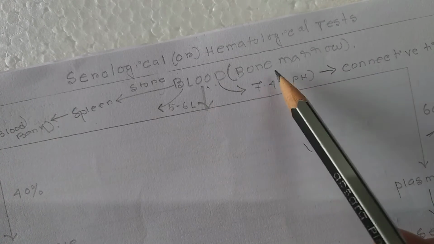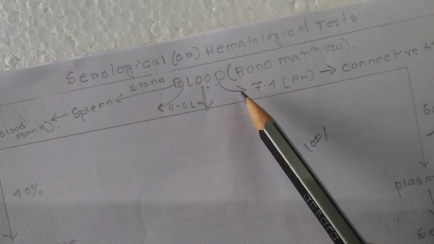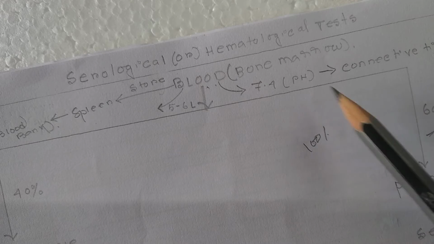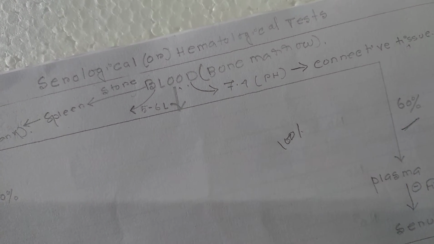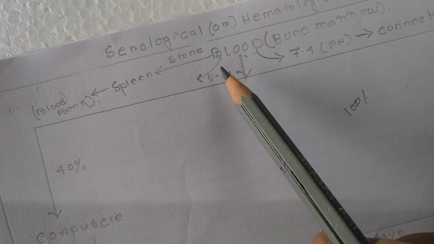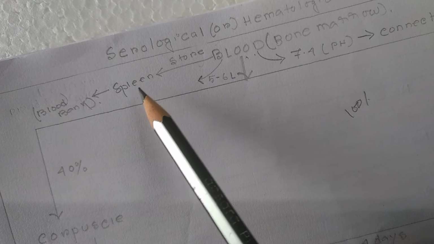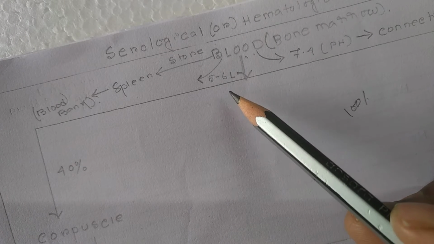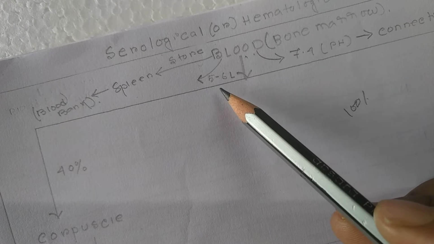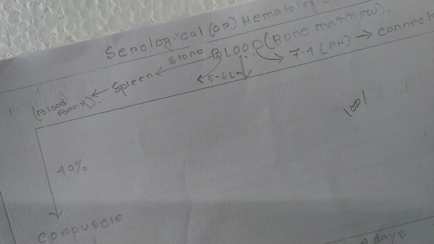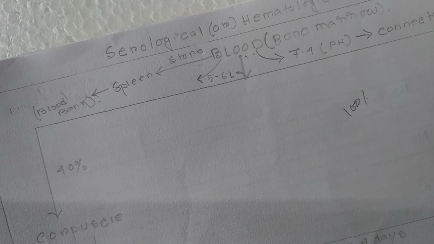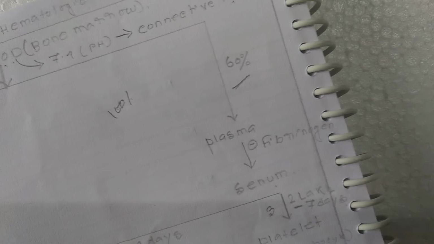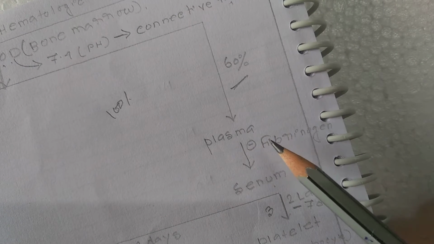Blood is produced from bone marrow, and its pH is 7.4, which means basic. It is a connective tissue. Blood is stored in the spleen, which is otherwise called the blood bank. It is present in our body at about 5 to 6 liters. Blood is mainly divided into two parts: corpuscle and plasma. 60% is plasma and 40% is corpuscle.